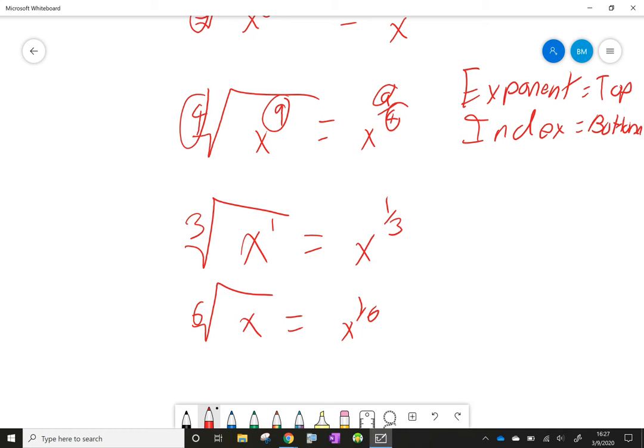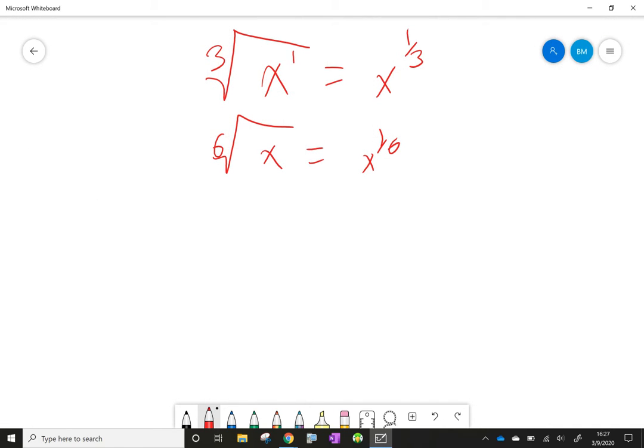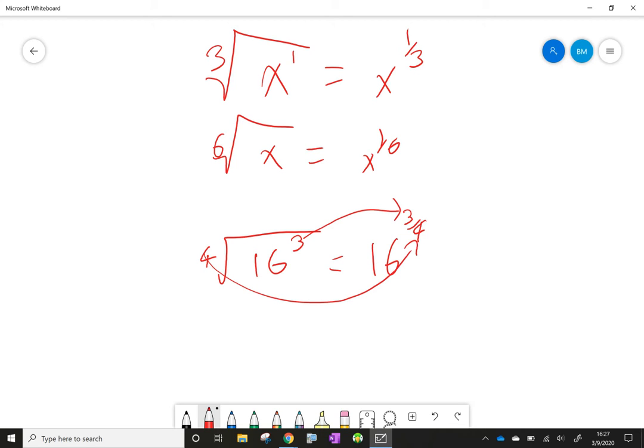Something very important to keep in mind. If you have a number, let's use an actual number, let's say 16, and I have the 4th root of 16 to the 3rd power, another way you could write this is simply 16 to the 3 over 4th power, where again, the numerator is on top and the index number is on the bottom.